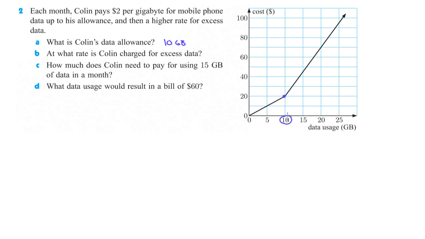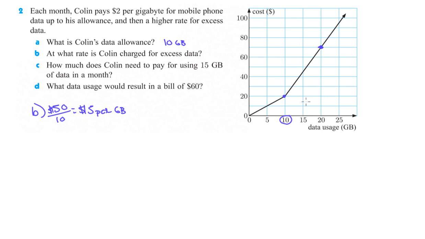Okay, at what rate is Colin charged for excess data? So we basically just want to find the slope of this line here. Follow that line until you get a nice point, which is right here. We'll do rise over run, so each one of these lines is 10. So 10, 20, 30, 40, 50 over 5, 10. So it's going to be $50 every 10 gigabytes. So it's going to be $5 per gigabyte.